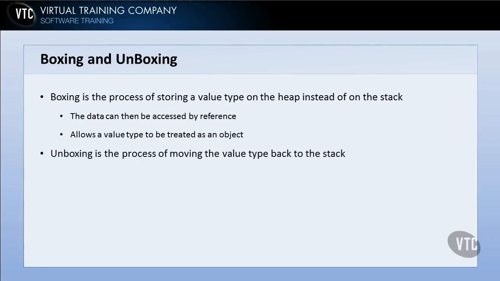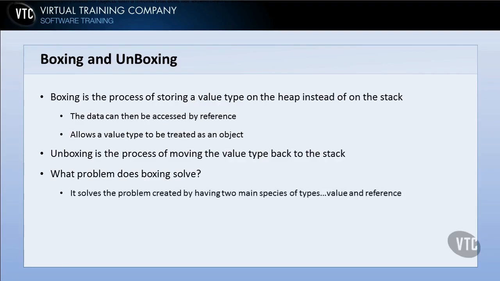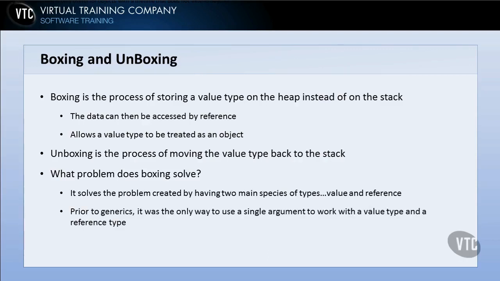Now, unboxing is the process of moving that value type back over to the stack off of the heap. Now, what problem does this solve? Well, it solves the problem that's created by having two main species of types in our language, and those are value and reference. That's fundamental to the way our language is built and the way our types are used, so we don't want to change that. However, we can use boxing to change how that value type's treated from time to time.